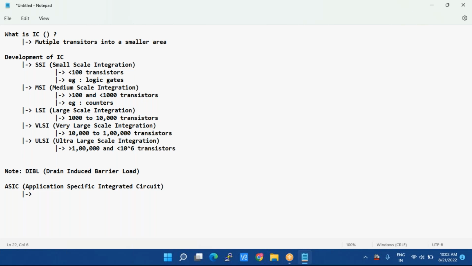Now there is one more term called SOC, which stands for silicon on chip, or let's say you will be terming it as system on chip. Either of them is correct. Silicon on chip or system on chip.